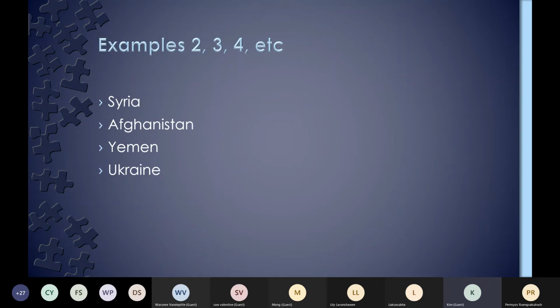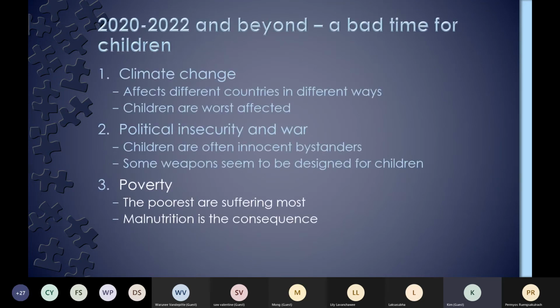And Ukraine, you see, is at the bottom of this list because we have to think of what's happened in Syria, which continues, Afghanistan continues, and Yemen, the forgotten war, always the forgotten war, continues. So these are areas where children are on the front line and really suffering a lot.